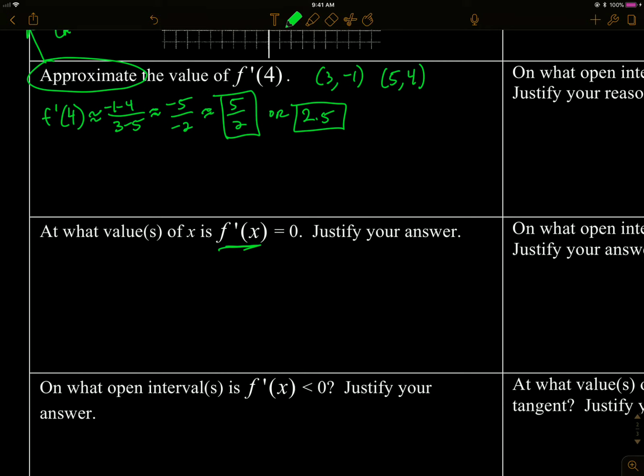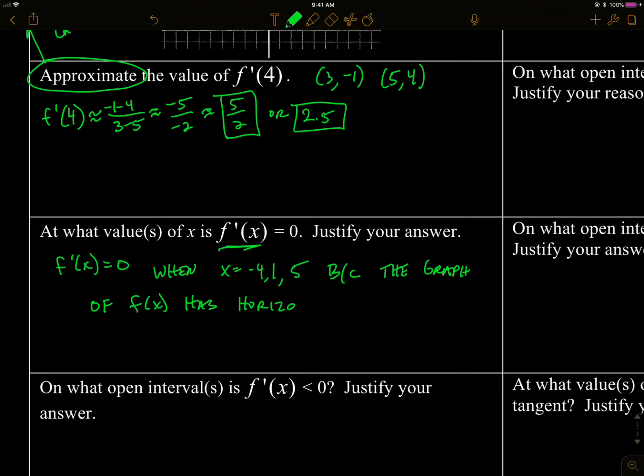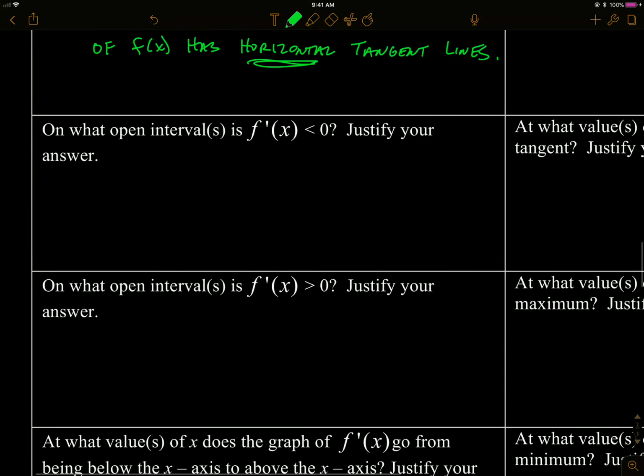So I can restate the problem, or the question. The derivative equals 0 when x equals -4, x equals 1, and x equals 5, because, and then give your justification. So I restate the question, answer the question, give my justification. Because the graph of f of x has horizontal tangent lines, that's how I know the derivative is 0. Because the derivative is the slope of the tangent line. Horizontal tangent lines have a derivative of 0.